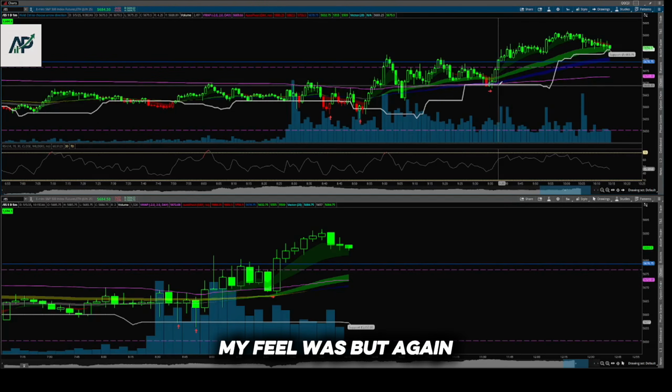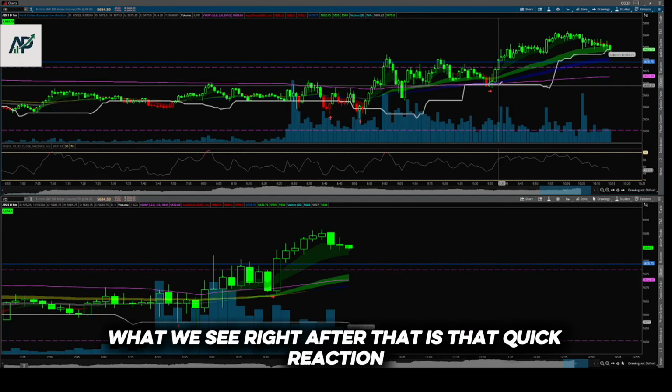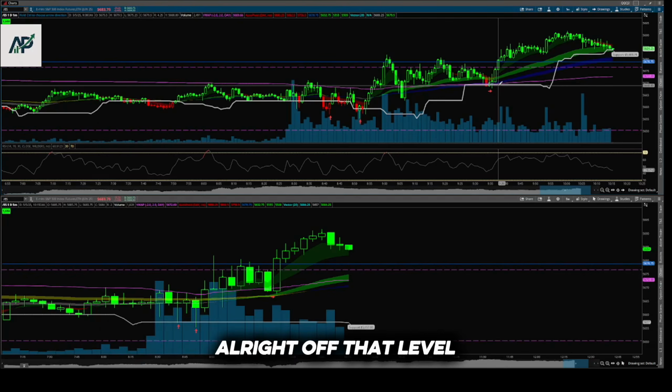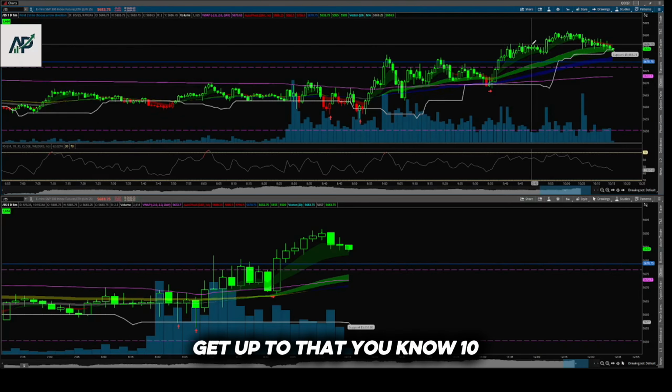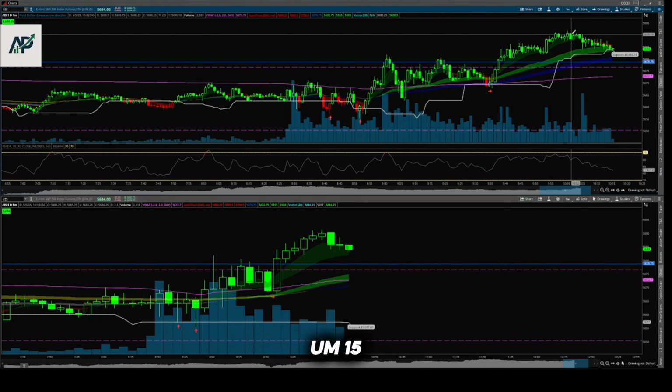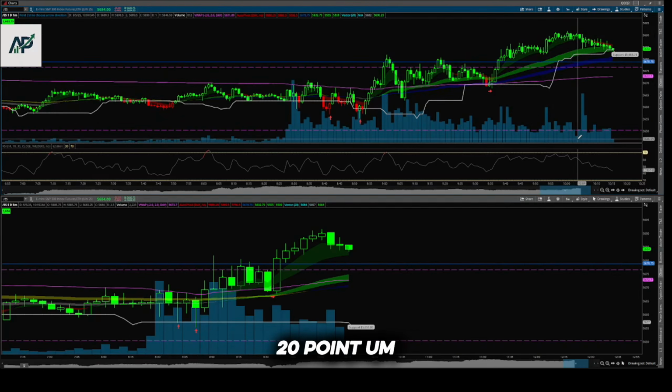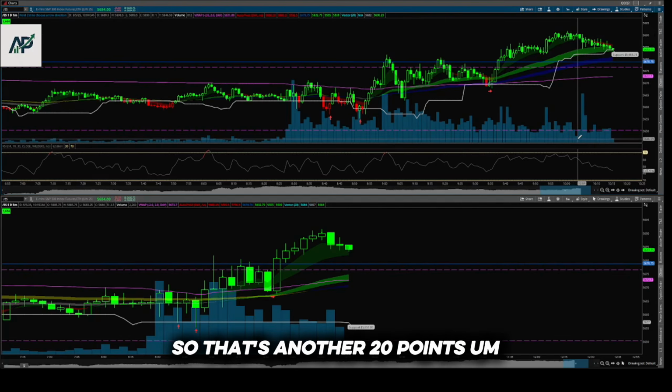But again, what we see right after that is that quick reaction off that level, off the vector. We got that quick reaction, and then we quickly get up to that 10, 15, 20 point take profit area, right? So that's another 20 points.